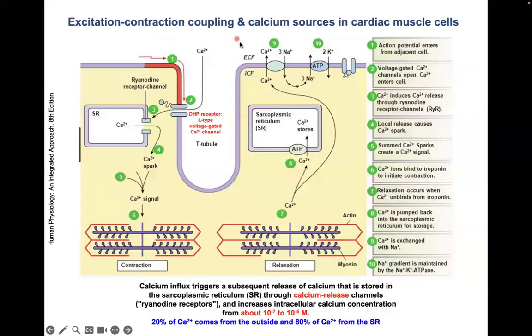So the excitation and contraction coupling and the sources of calcium, remember I discussed this in the previous part, and I had a summary for you here. Just to briefly summarize, the sources of calcium are again 20% from the extracellular space, 80% from the sarcoplasmic reticulum. And then we have the cross-bridge cycle. At the end, we need to bring calcium back into the sarcoplasmic reticulum and out of the cells. So this is the repolarization of the cardiac muscle, which I discussed in the previous part.